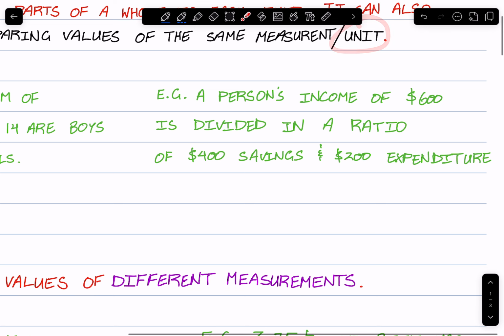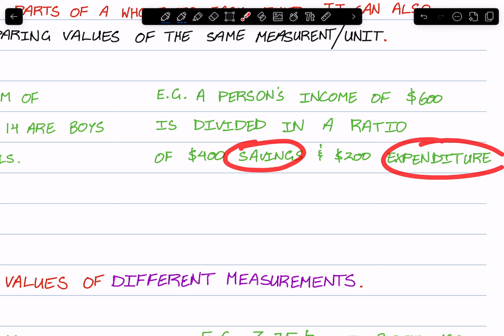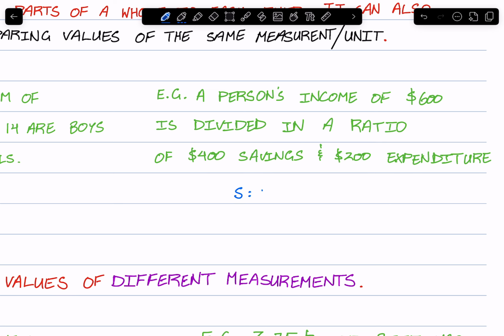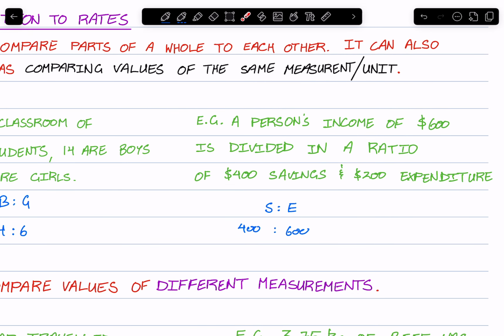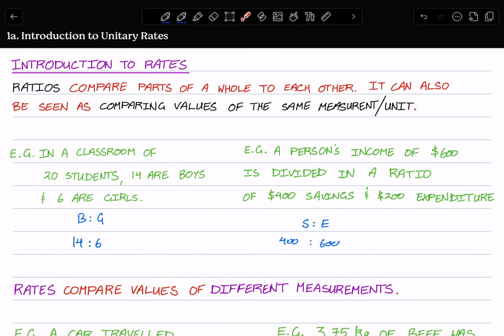In this example here, we have a person's income of $600 and we're dividing it into savings and expenditures. So we write this as savings is to expenditures, 400 is to 600. And once again, notice how the dollars is the same measurement or unit we are comparing to. It's just that we're dividing it into different parts of the whole.